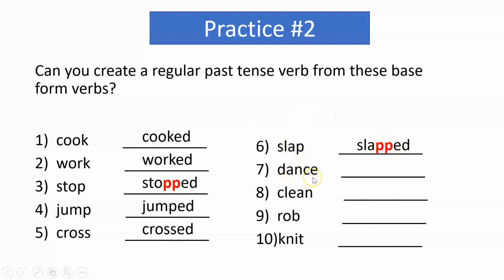For dance, we should have danced. Clean should be cleaned. What do you think about rob? If you got a double B, you're right, robbed. And then knit, knitted. So I hope you got 10 out of 10 on this. If you did, you're doing great.